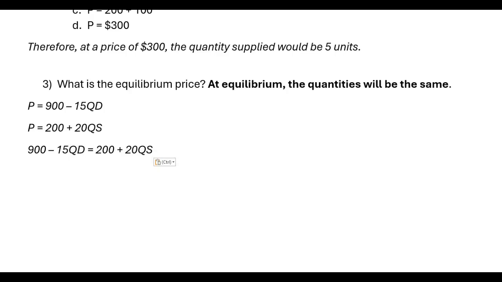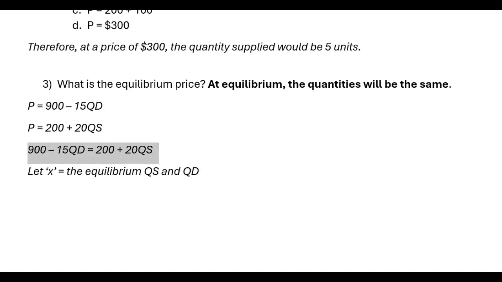But I do have an advantage because I know that at equilibrium, which is what I'm trying to solve for, those two quantities are going to be the same. So quantity demanded is also going to be the same as quantity supplied. So whatever that number is, it will be the same number. So I'm actually just going to substitute. I'm going to say let x equal the equilibrium quantity supplied and quantity demanded.